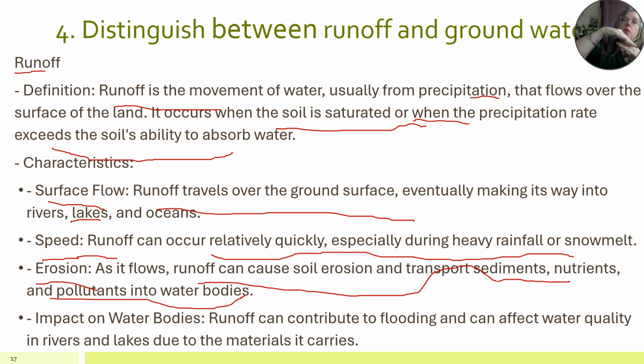That's one of the reasons why a delta is one of the richest types of soils you have, because all the runoff from the rain is bringing it from the mountains into the valleys and down into the deltas before it hits the ocean. So it's bringing soil as it comes through. And its impact on the water bodies, the runoff can contribute to flooding, which can affect water quality of rivers and lakes due to the material that it carries. So you never know what it's going to be bringing with it as it goes through.